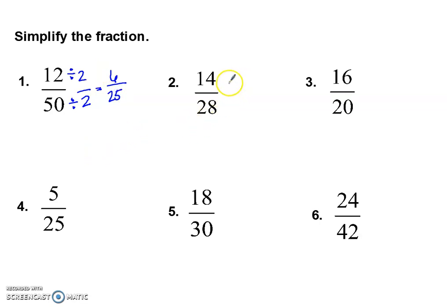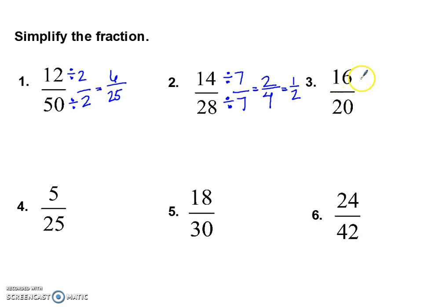Number 2, if I look at my multi-chart, 14 and 28 are both multiples of 7. So I'm going to divide by 1 in the form of 7 over 7 to reduce that fraction. And then I see again 2 over 4. You can reduce that one more time, 1 over 2. So 14 goes into both of those. So you could have divided by 14 over 14 and gotten 1/2 right away.